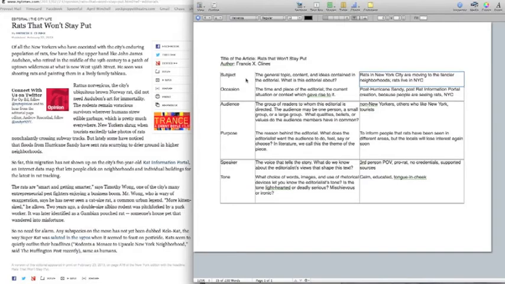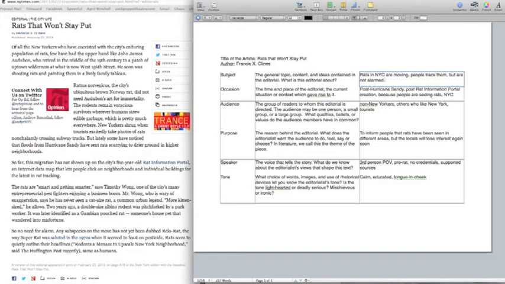Now, I can break this down pretty specifically. Rats in New York City have moved into fancier neighborhoods. Rats live in New York. But based on our summary, that's just kind of specific. Let's say instead, rats in New York City are moving. People track them, but are not alarmed.